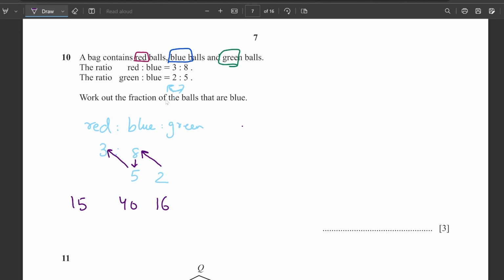So what do they want? They want the fraction that is blue. Which one's blue? 40. 40 divided by the total. You have to add all these three together. 40 plus 15 plus 16 is 71. 40 by 71 is your answer.